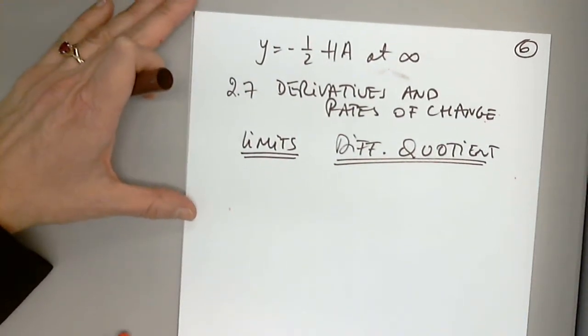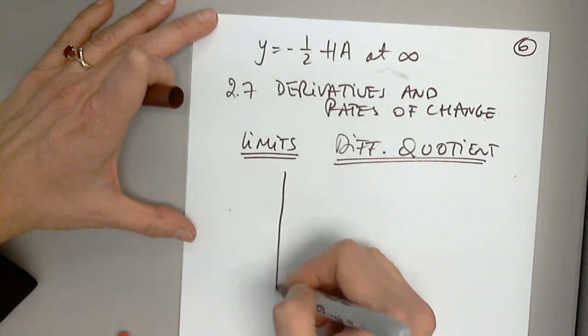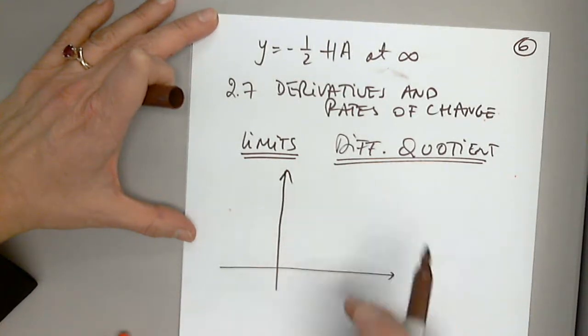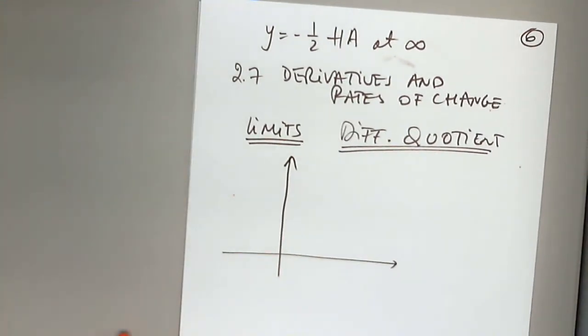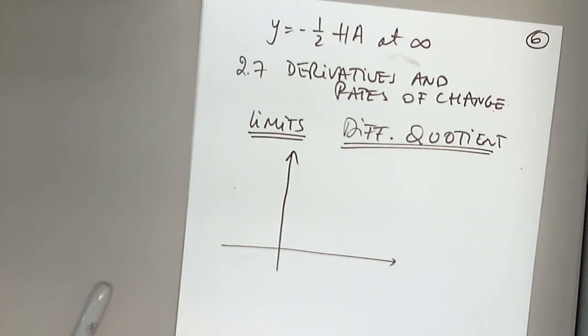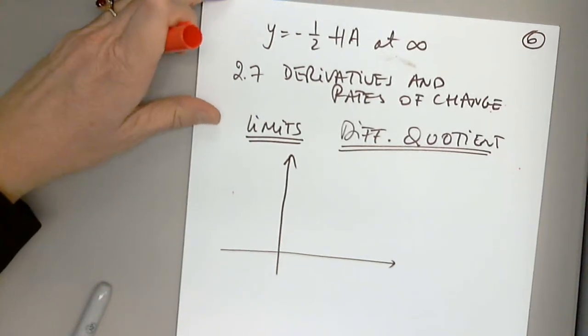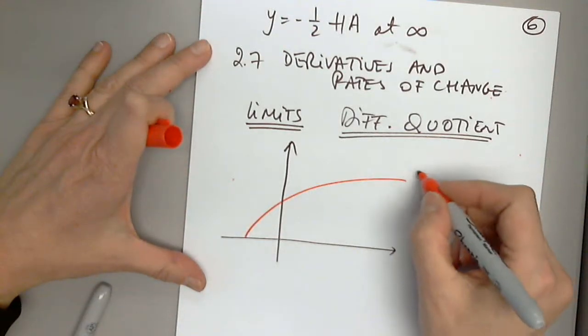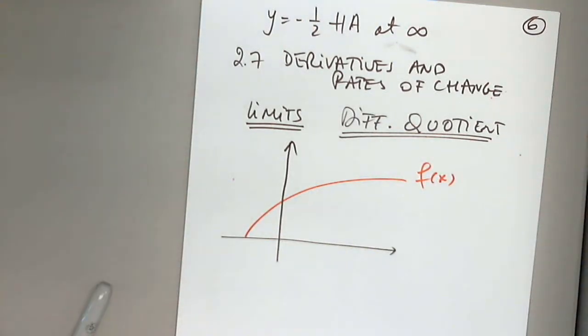Okay. So let's go back and see what this does and why and what it means. This is 2.7 and continues with 2.8. So, back to our favorite drawing. Here it is, our favorite drawing, f of x.